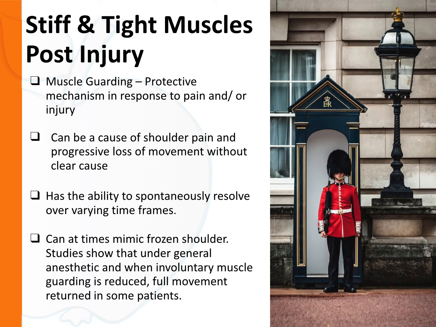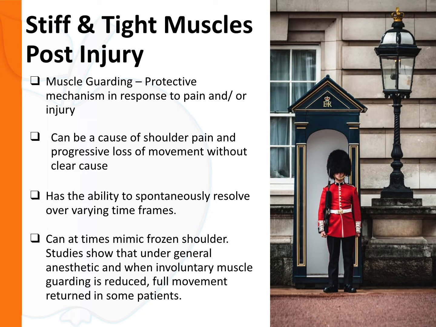Sometimes in response to pain or an injury, we can just get stiff and tight muscles. So what this looks like is you get that protective muscle spasm or muscle guarding that we know can mimic a frozen shoulder. And this can be a cause of that progressive loss of shoulder movement and that shoulder pain as well. These are the ones that tend to get better more quickly, and they tend not to have those phases we've just talked about for a frozen shoulder.